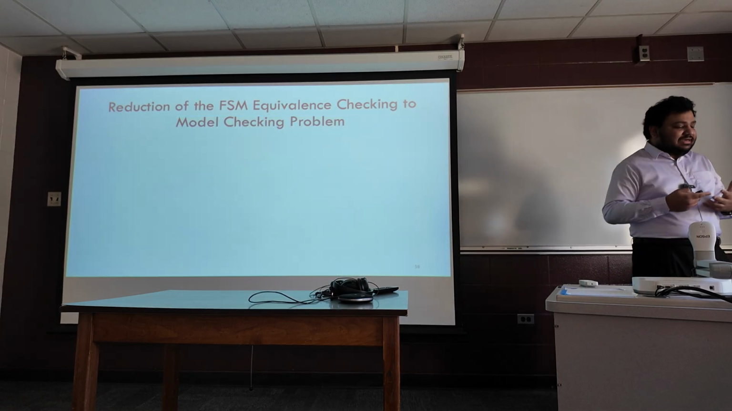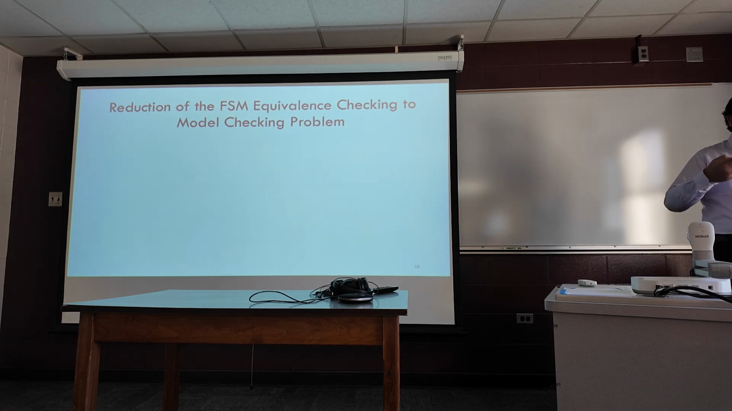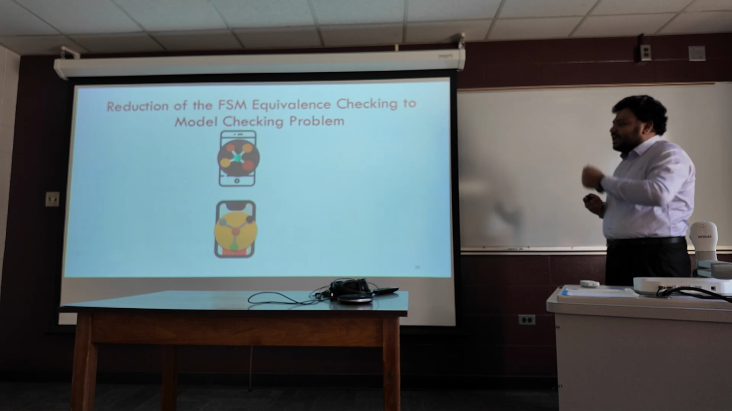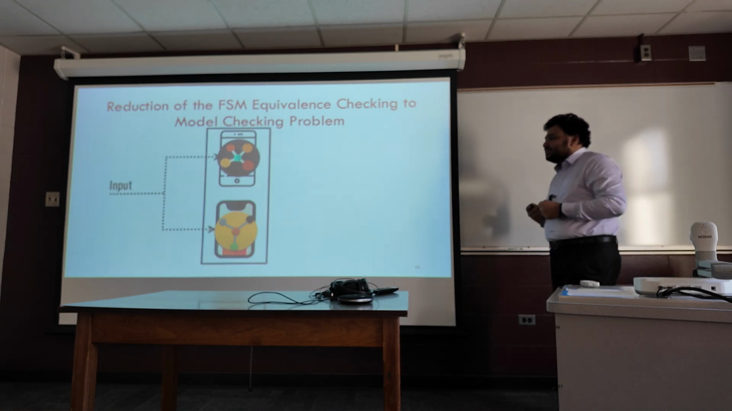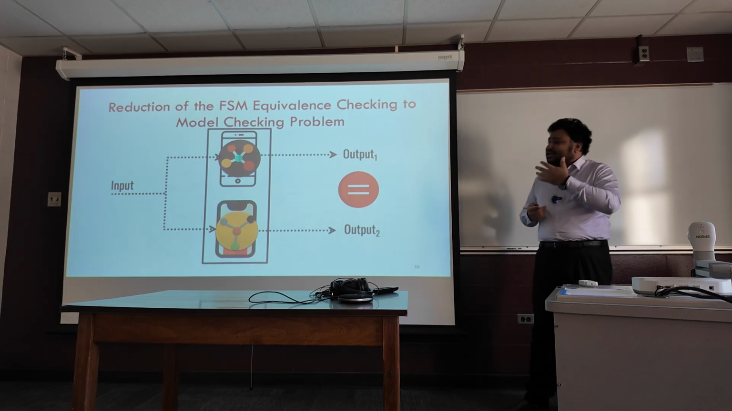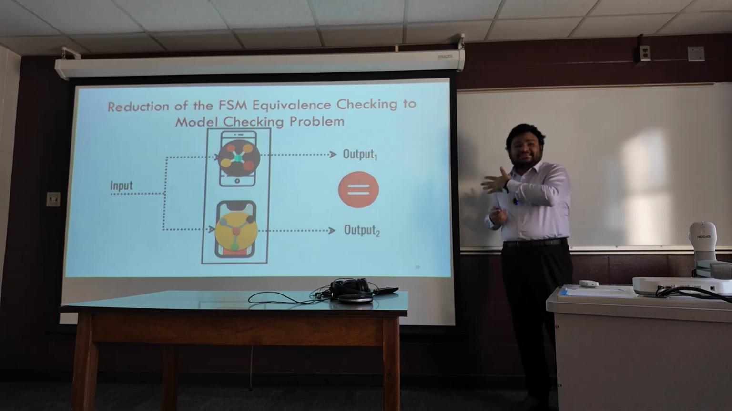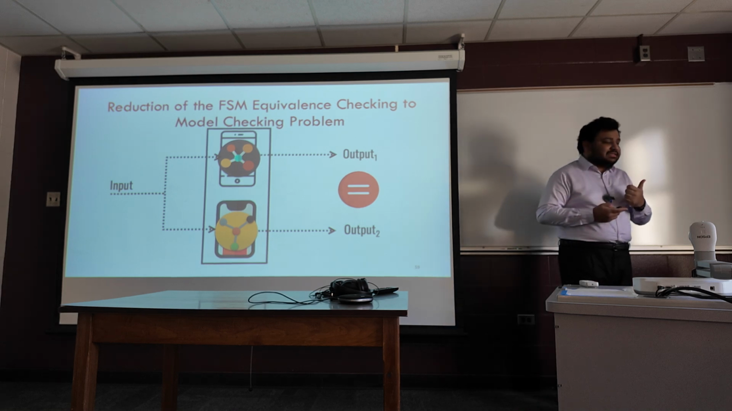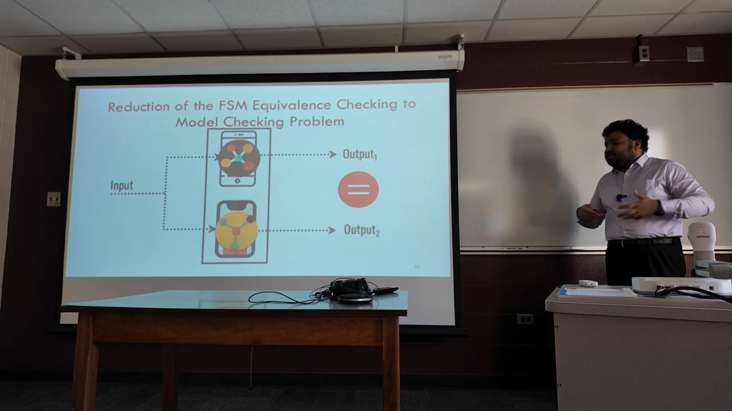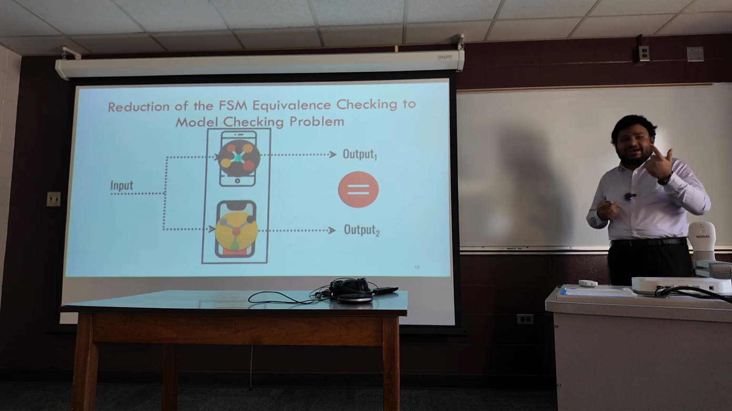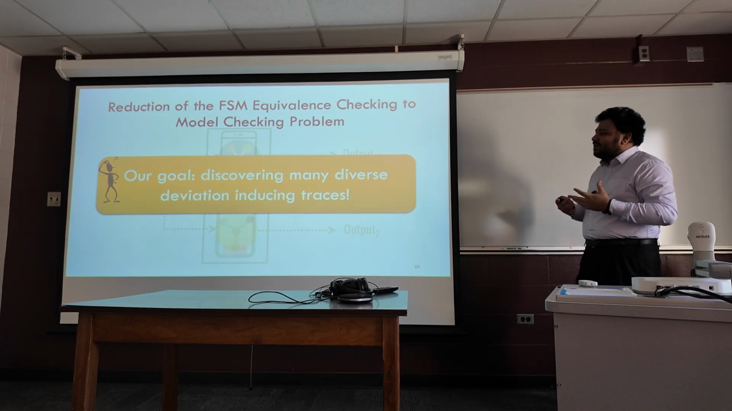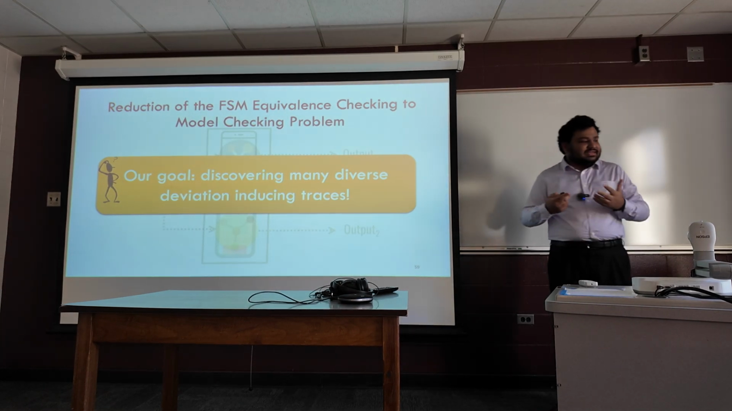But the next part is how we are actually going to find deviations, right? So we have these two finite state machines. The easiest approach is to take a model checker, basically ask the model checker whether for the same input you have the same output or not. If the model checker finds the issue, it will give it to you. But the problem is that we did all this effort not to find one deviation, right? We want to find a lot of deviations. So our goal is to discover many diverse deviation inducing traces.